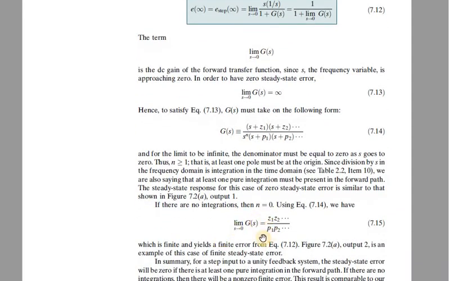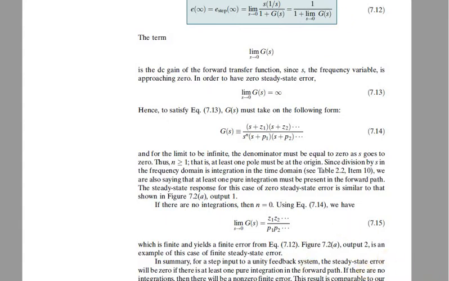If there is no integral, this means that if I consider this as an open loop transfer function, which is a generalized one, and plug in the limit when s tends to 0, you come up with some constant value, which is finite and yields a finite error according to equation 7.12, because this has some finite number. So 1 divided by 1 plus some finite number, you get some constant steady state error.